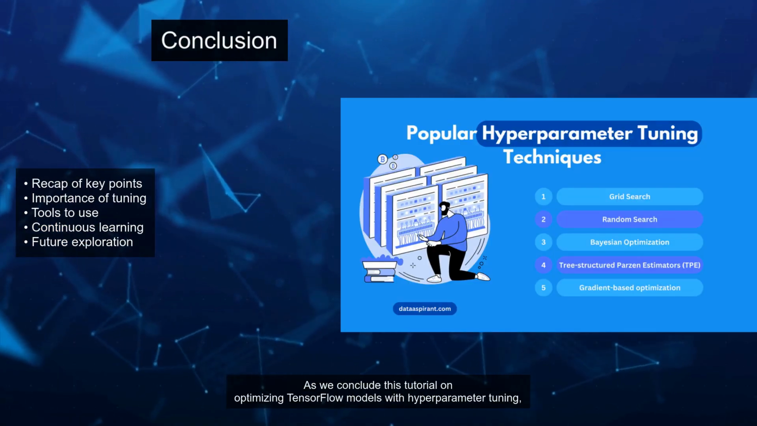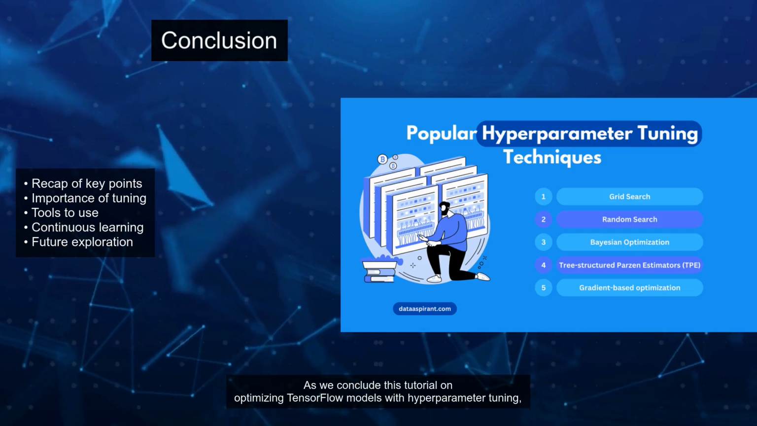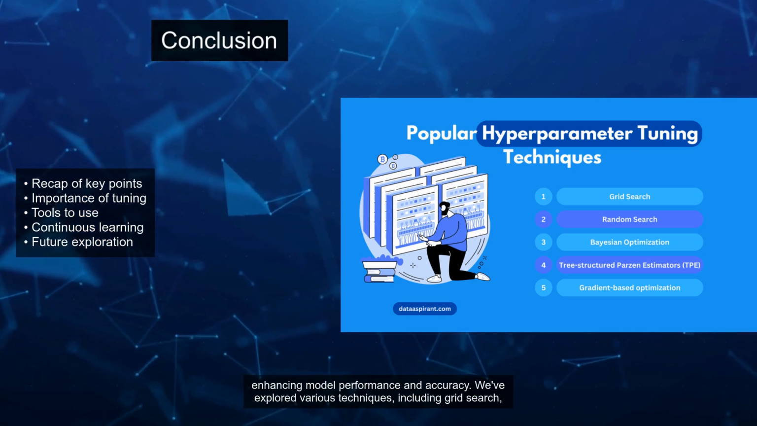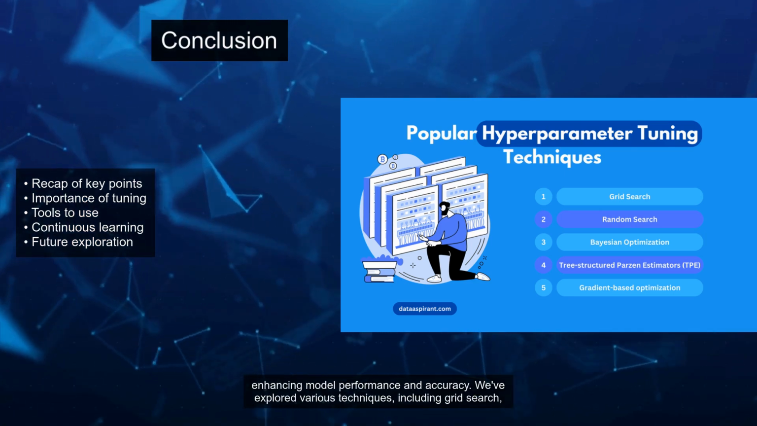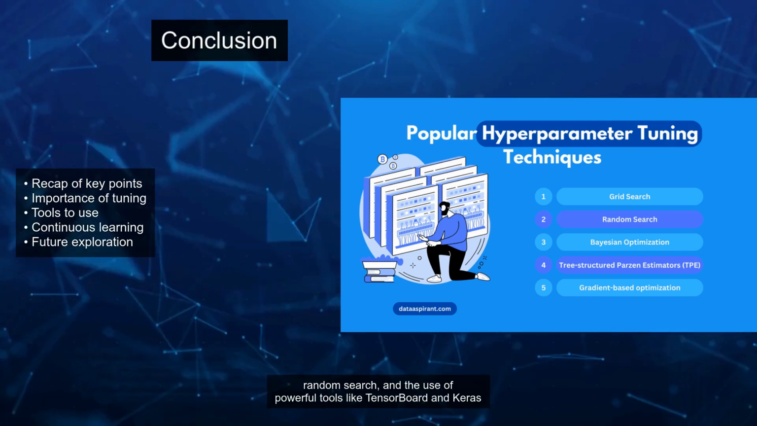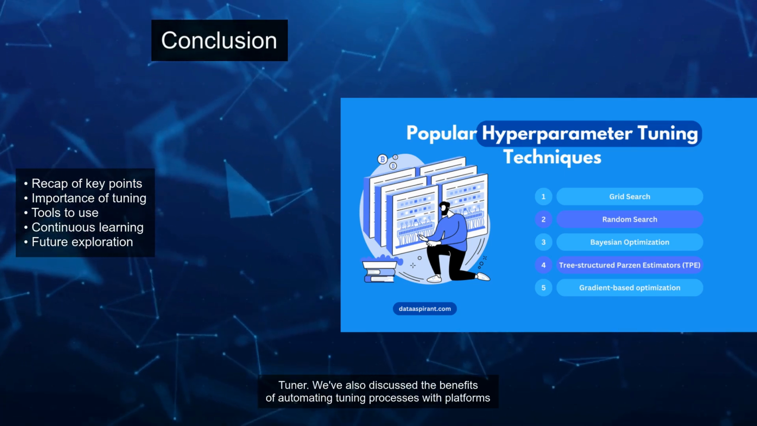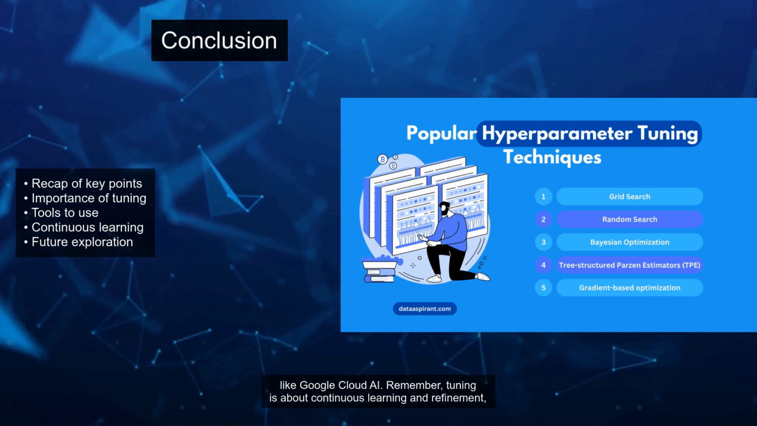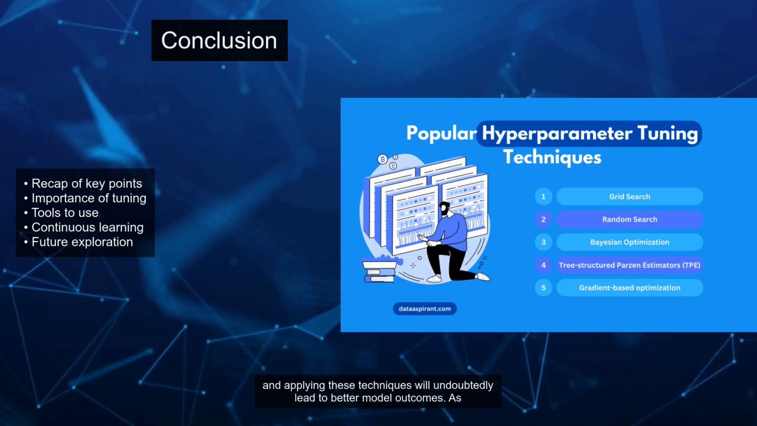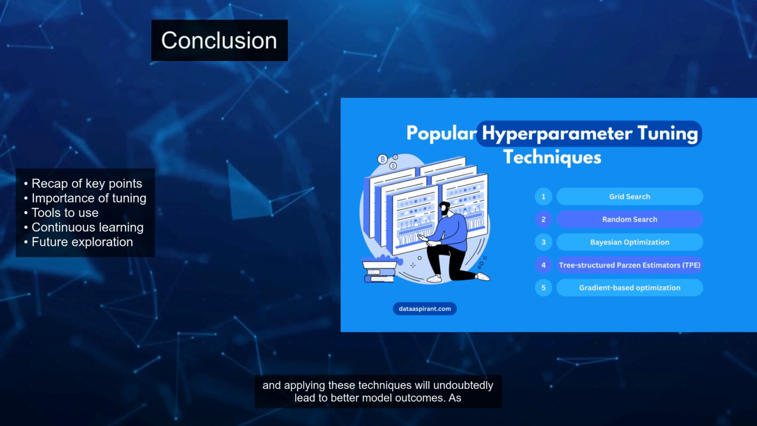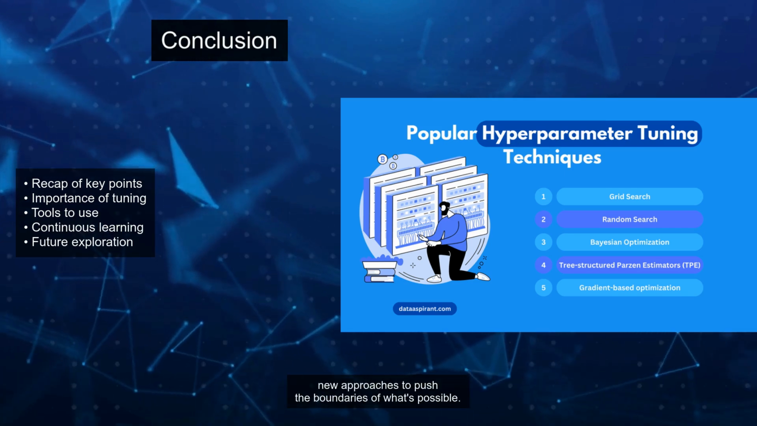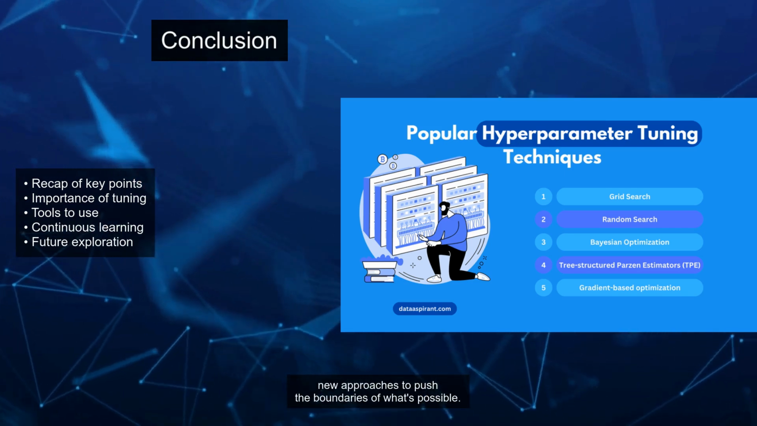As we conclude this tutorial on optimizing TensorFlow models with hyperparameter tuning, let's recap the key points we've covered. Hyperparameter tuning is vital for enhancing model performance and accuracy. We've explored various techniques, including grid search, random search, and the use of powerful tools like TensorBoard and Keras Tuner. We've also discussed the benefits of automating tuning processes with platforms like Google Cloud AI. Remember, tuning is about continuous learning and refinement, and applying these techniques will undoubtedly lead to better model outcomes. As you continue your journey in machine learning, keep experimenting, refining, and exploring new approaches to push the boundaries of what's possible.